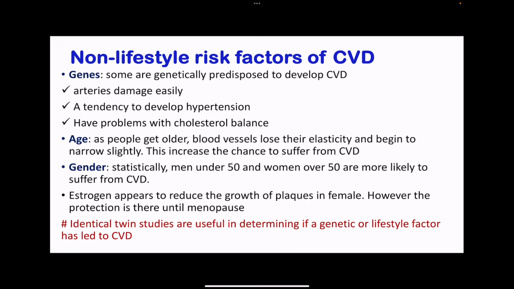Of course, the ratio of LDL to HDL cannot be balanced properly, or they do not break down cholesterol easily, and therefore that is going to be due to their genes, so it's going to lead to problems that could result in CVD. When we get to age, as people get older, blood vessels lose elasticity, and therefore they begin to narrow, and this can increase the chances of them getting CVD.